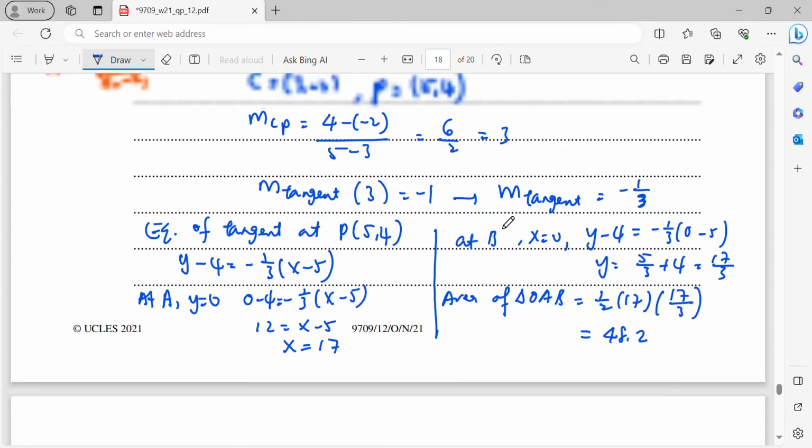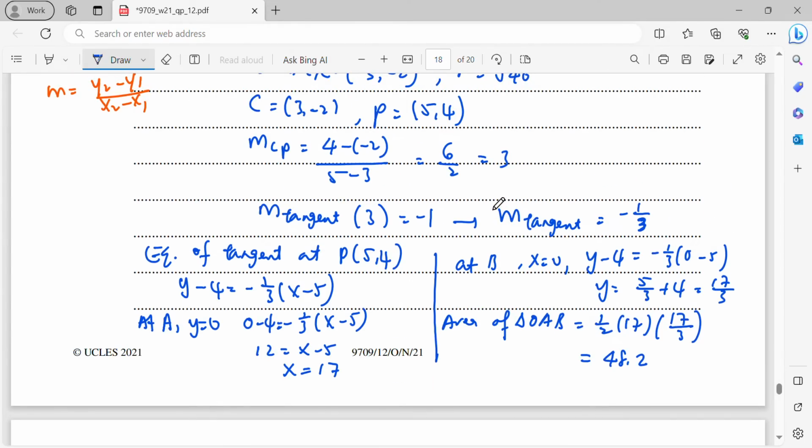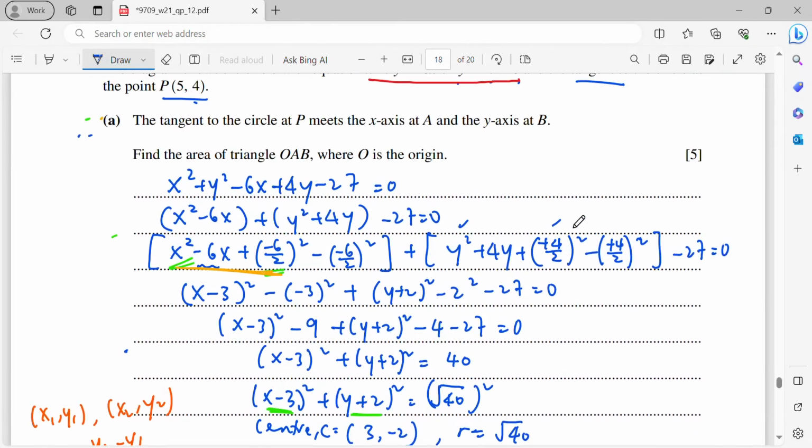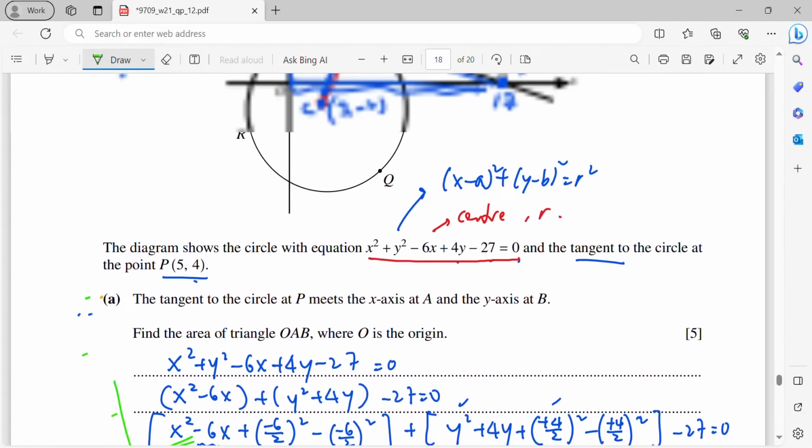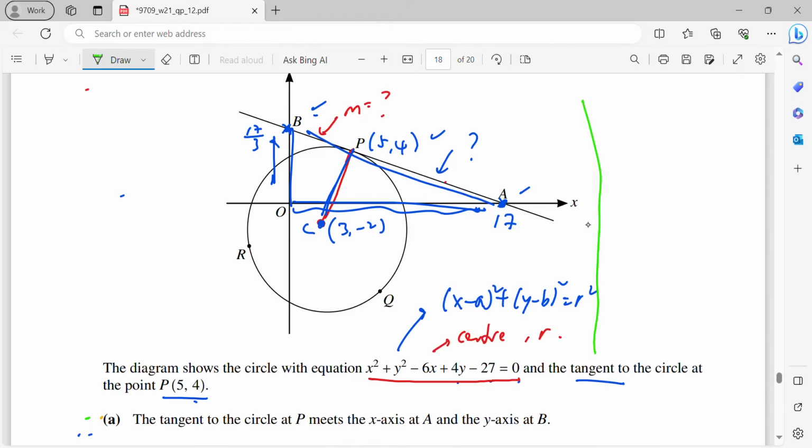the circle. So another option to solve this question is that there's no need to get the center of the circle. All these steps, no need. What you need to do is you just differentiate. So I'm going to show you another option. x squared plus y squared minus 6x plus 4y minus 27 equals 0. When you differentiate, x squared becomes 2x, y squared becomes 2y dy/dx, minus 6x becomes minus 6, 4y becomes 4 dy/dx, and minus 27 becomes 0. That equals 0.